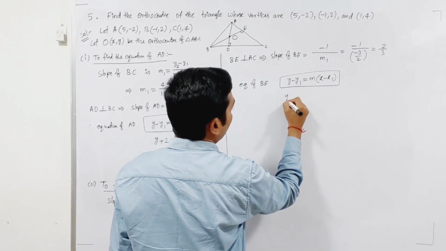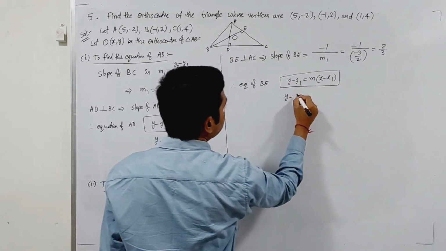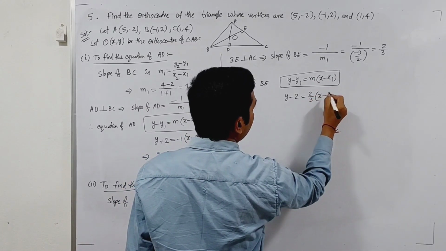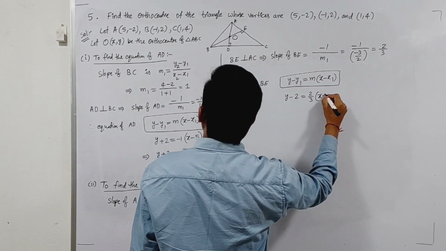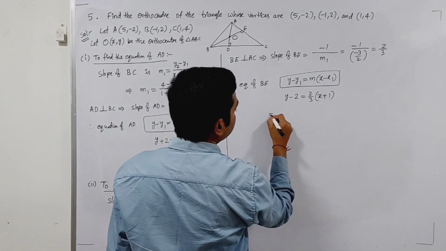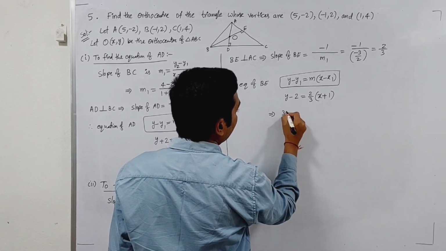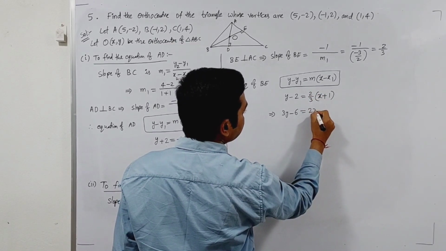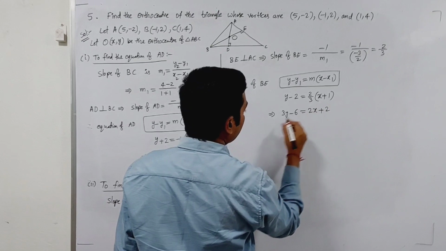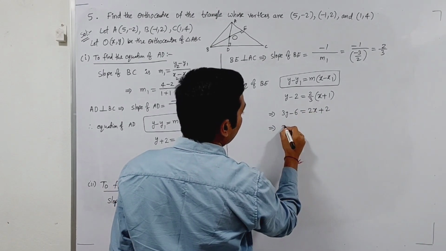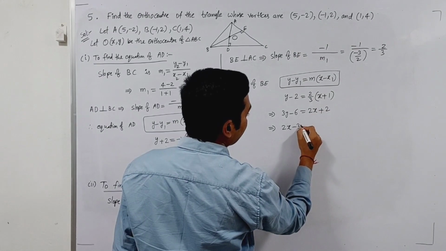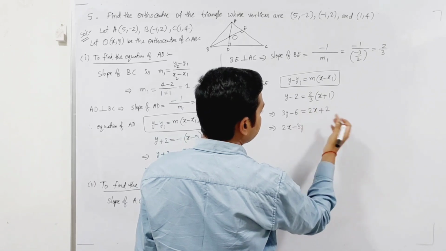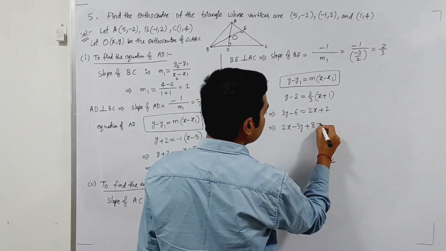Apply the formula. Y minus y1, how much is the y1 value here? 2, equal to the m value 2 by 3 of x minus x1. The x1 value is minus 1, so x plus 1. Now simplify: 3 into y, 3y minus 3 into 2, 6, is equal to 2 into x, 2x plus 2 into 1, 2. Now send this term to the right side: 2x minus 3y minus 6, taking it to the right side, minus 6 becomes plus 6, plus 2, plus 8 equal to 0.